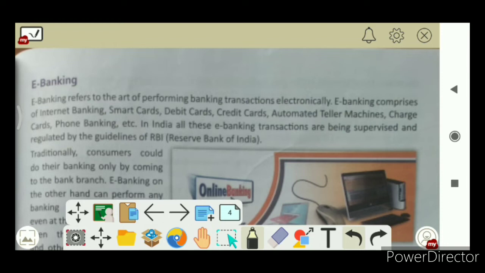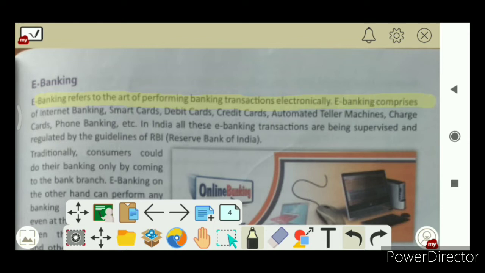In the previous video we discussed e-ticketing, and now in this video we will discuss e-banking. So let us discuss e-banking. First of all, we see what has been written in your book. E-banking refers to the art of performing banking transaction electronically.